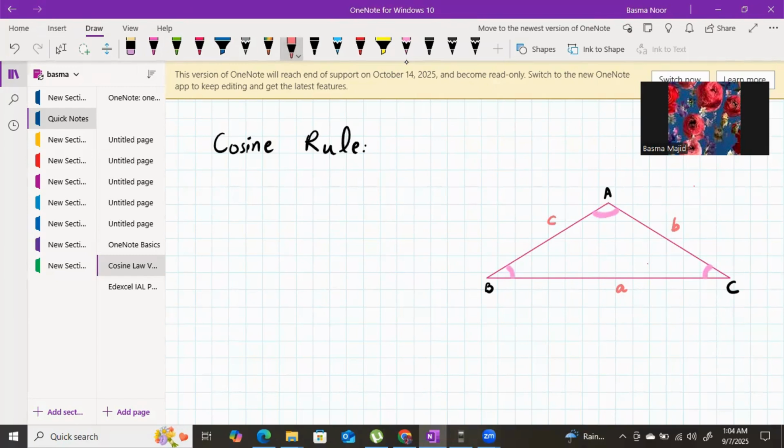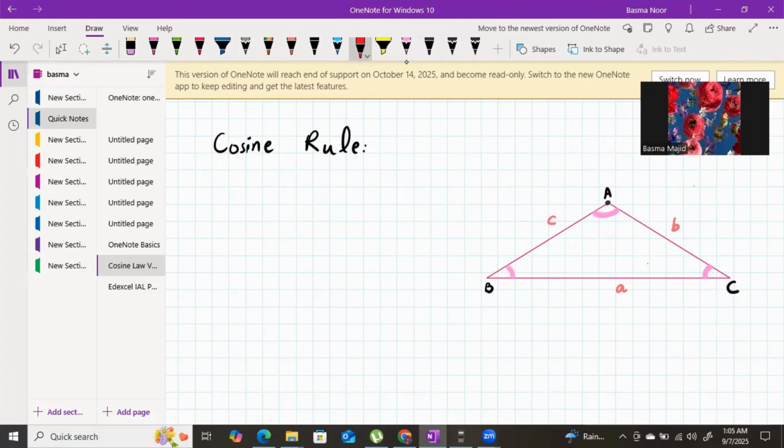So let's say you have this triangle which is not right-angled. It can be obtuse or any other triangle. You have the three vertices A, B, C. The side opposite vertex A is small a, opposite vertex B is small b, and opposite vertex C is small c. The angles correspond to them as A, B and C. So how do we find the side?